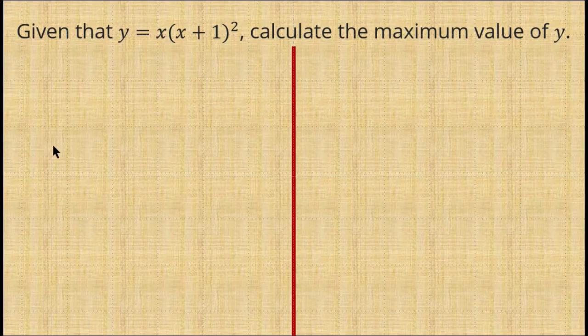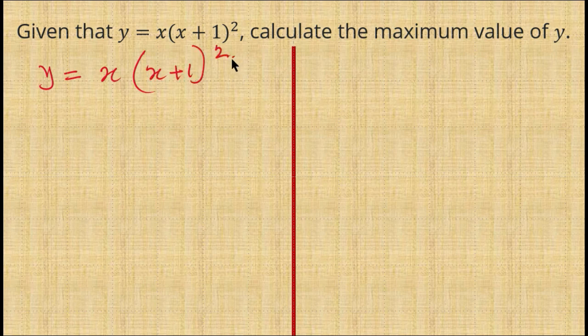Our question today wants us to find the maximum value of y in this expression. Now we have it that y is the same thing as x into (x plus 1) all squared. The first thing I want to do is expand this to see what the equation really looks like, so that y equals x into (x plus 1) into (x plus 1).